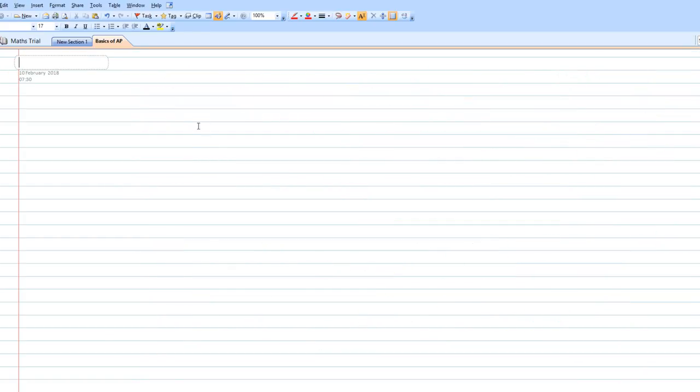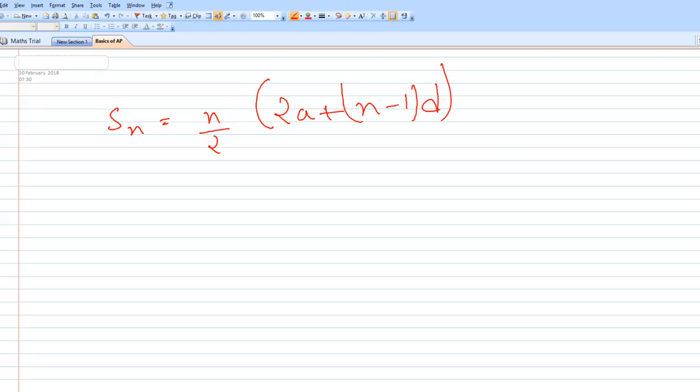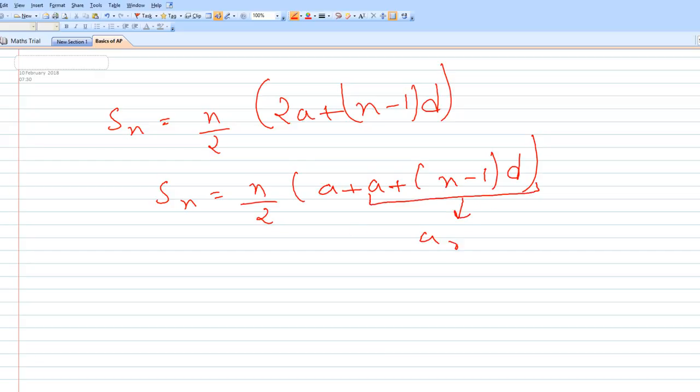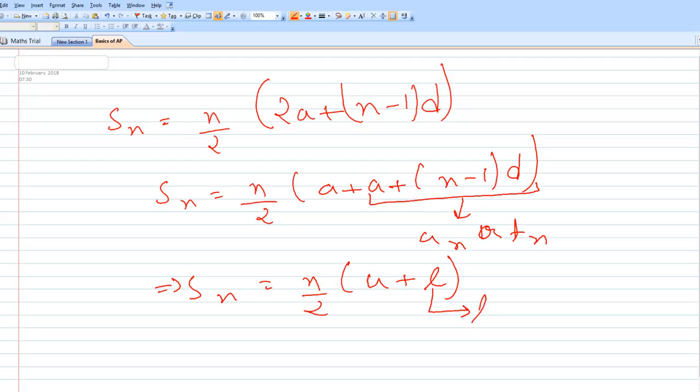Let's see the formula of summation as well here. The formula of summation till n terms is written as n by 2 into 2a plus (n minus 1) into d, where n is the number of terms, a is the first term, d is the common difference. I can also represent this formula as n by 2 into (a plus l), where l is the last term, which is equal to a_n or t_n. Now this is the formula of summation.